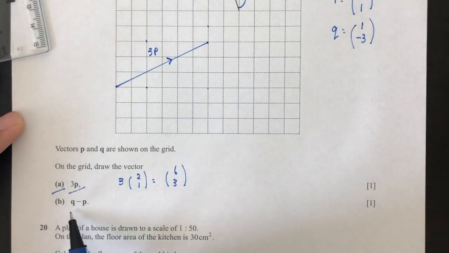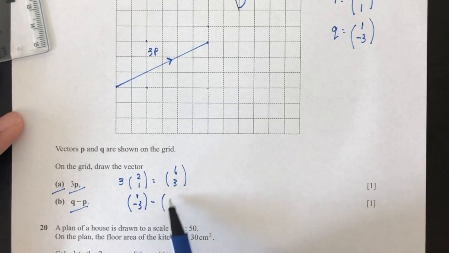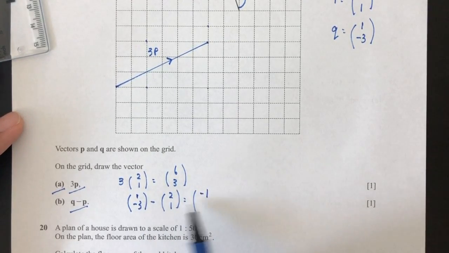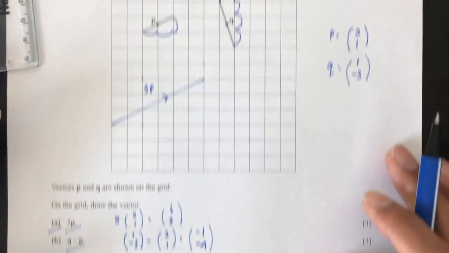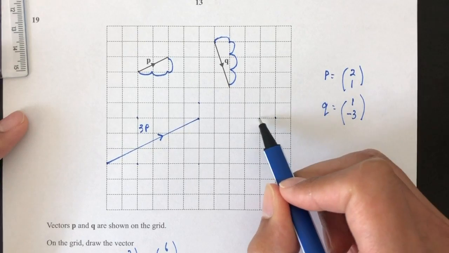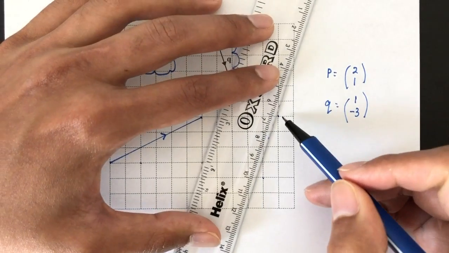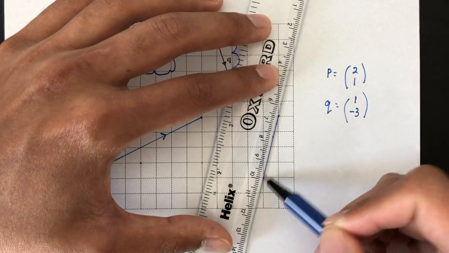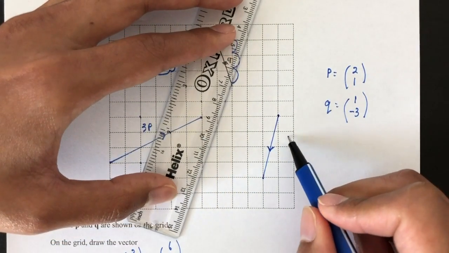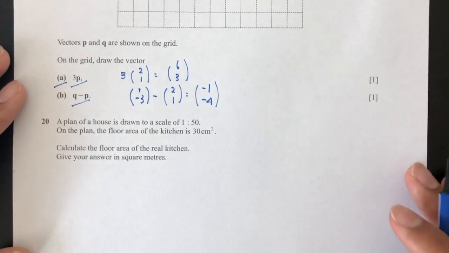And then this one is q minus p. Q we know it is 1, minus 3. Minus p is minus 2, minus 1. That will be minus 1 and minus 4. So let's start here. Minus 1 will be this way, and minus 4 is 1, 2, 3, 4. So that will be the vector in this direction. That will be q minus p. Alright, so let's see what else do we have.